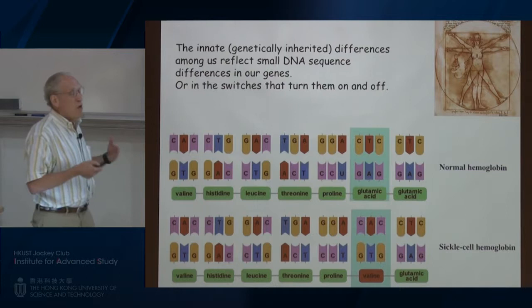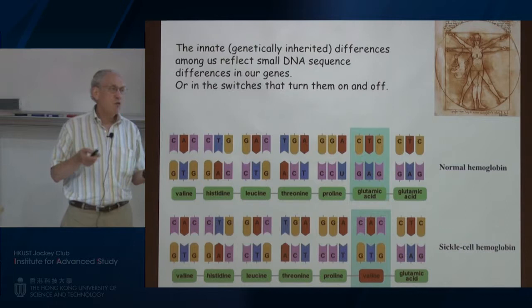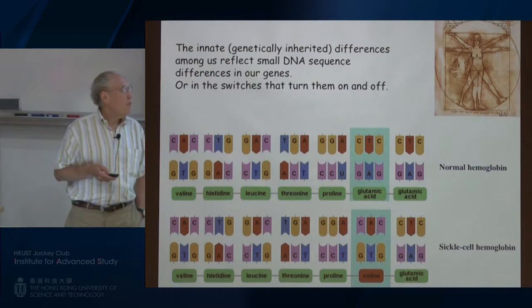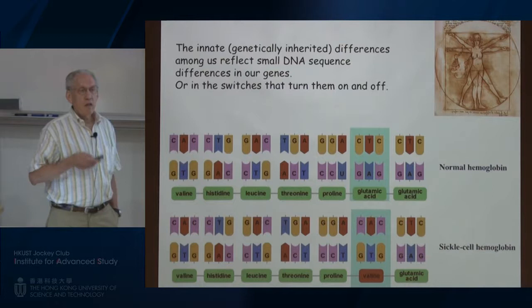And most mutations that we talk about, most allele variations that distinguish one individual from another, are these kinds of single nucleotide polymorphisms that have arisen spontaneously during the process of DNA copying. And they are very rare events, but as I say, we have so many cells in our body that they show up.